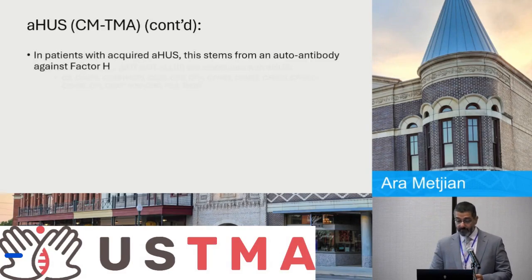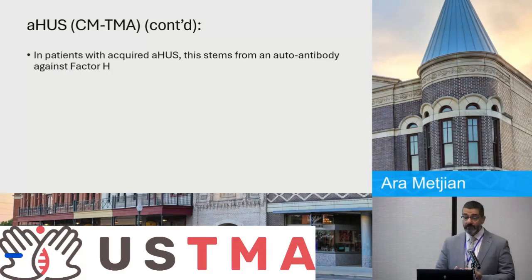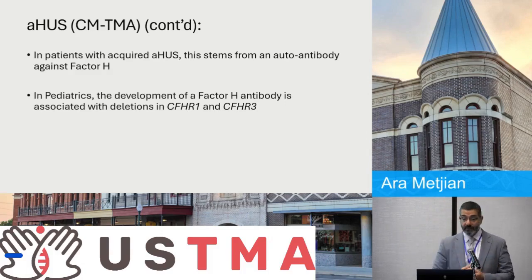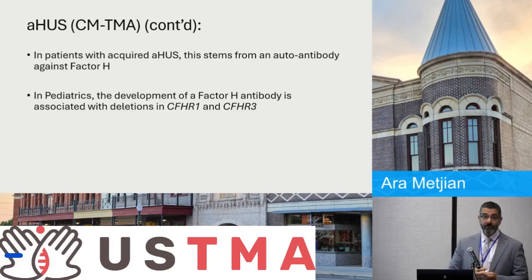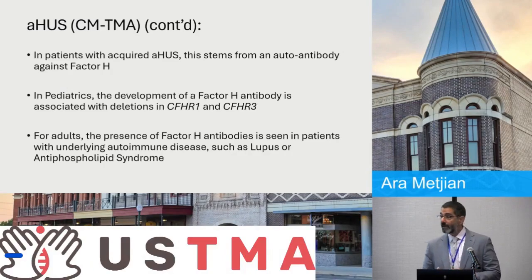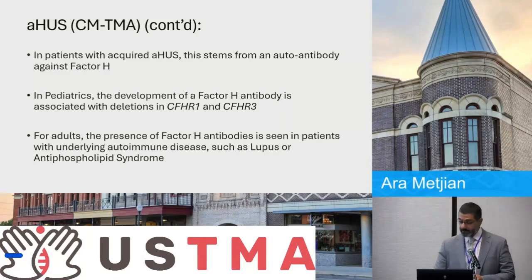For those who don't have a genetic predisposition, there are some patients whose immune system develops an autoantibody. Their own immune system is attacking the brakes on the system. For kids, we find that this is associated with deletion in two genes, complement factor H-related proteins 1 and 3. For adults, we tend to see this in patients who already have an autoimmune disease, like lupus or antiphospholipid syndrome. So we know their body's primed towards attacking itself, so to speak.